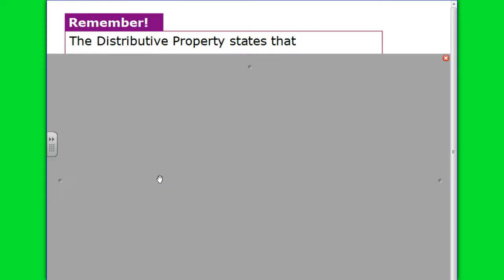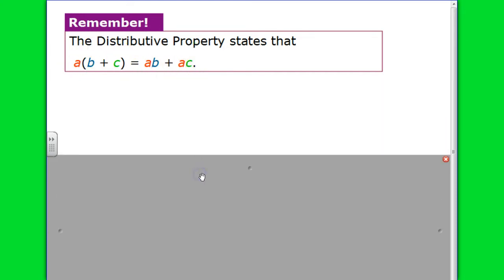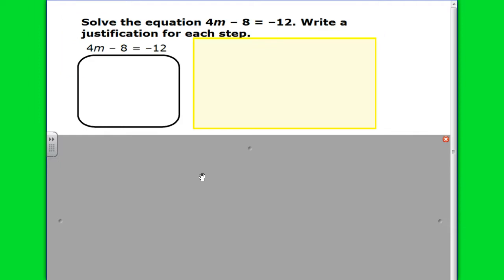Do you remember the distributive property? It looks something like this. We have not one but two operations in one expression. We have multiplication and addition, right? So we end up with A times B plus A times C. Okay, so two operations in one.